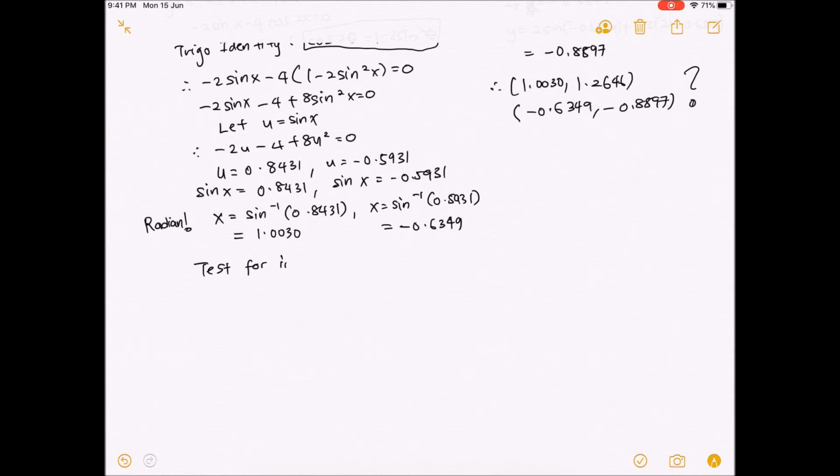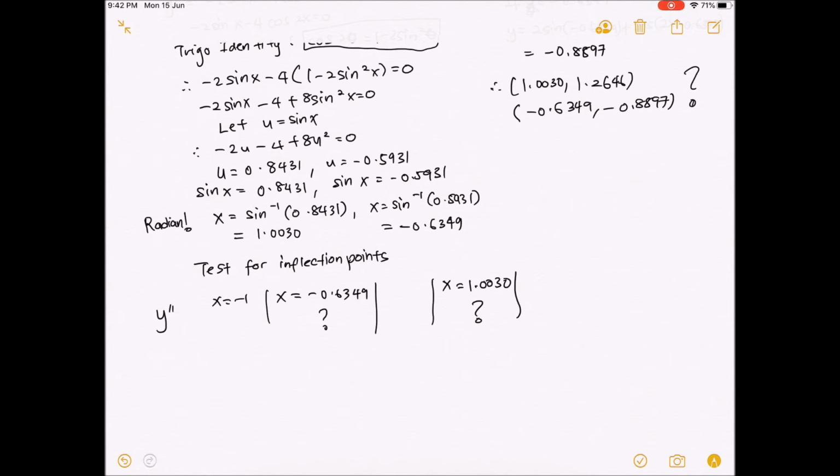Test for inflection point. I have x equals negative 0.6349, which is one that I want to test, and then I have x equals 1.0030, also one that I want to test. So I have to find the value before and after this so-called inflection point.